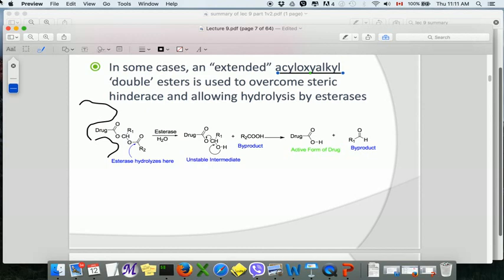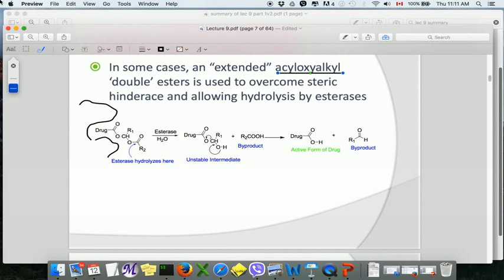Okay. So we want this drug to pass the gut, the GIT, and get absorbed. And once it's absorbed, we want it to go back to its active form by the esterase enzyme. But the problem is, because of the steric hindrance we're having, the esterase enzyme will not be able to go and break it. So this is the problem. How can we deal with this?